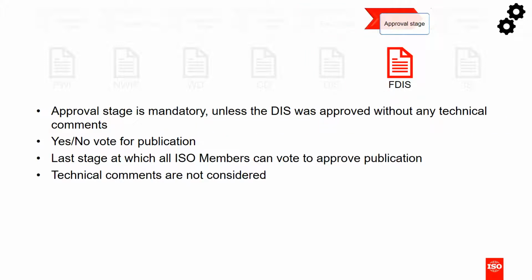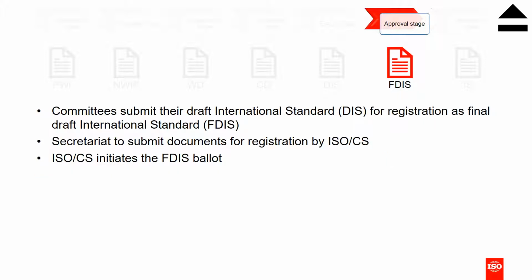The approval stage is mandatory unless the DIS was approved without technical comments. The FDIS ballot is a yes or no vote for publication, and it's the last stage at which ISO members vote on the draft. Only editorial changes can be made at this late stage. No technical comments will be considered. So, before the vote, committees submit their drafts for registration as an FDIS. The Secretariat then submits the draft to ISO Central Secretariat, who will then initiate the ballot.